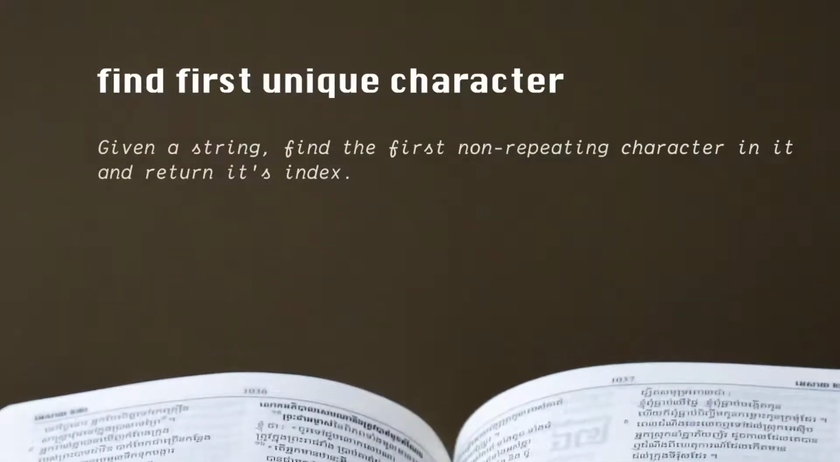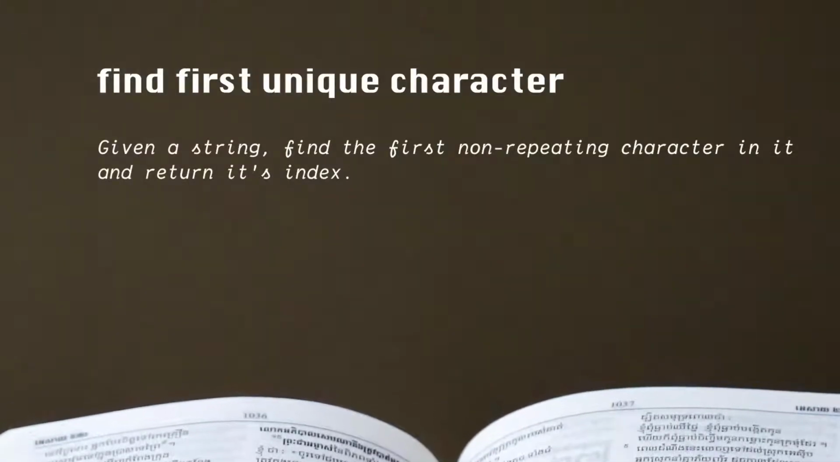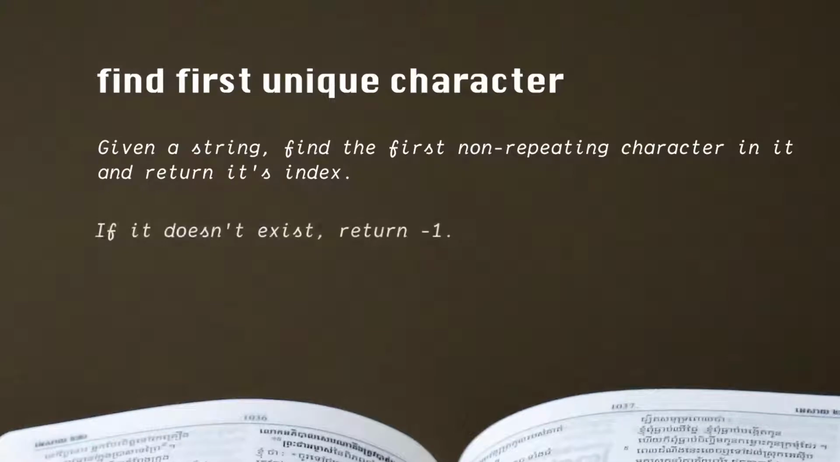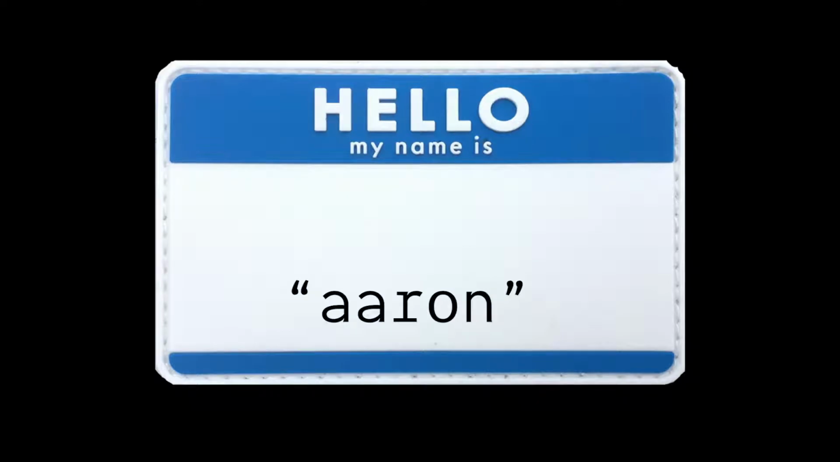So into our problem, find first unique character. And here's the definition. Given a string, find the first non-repeating character in it and return its index. If it doesn't exist, return -1. Here we have a string. By first unique character, we mean first from the left. So reading left to right, the two A's are not unique, but the R is unique. So that's going to be our first unique character in this string.